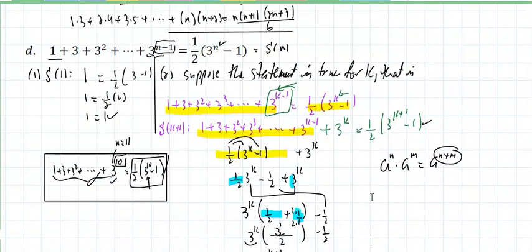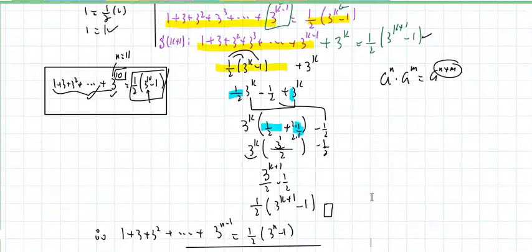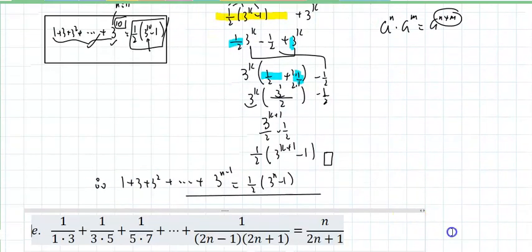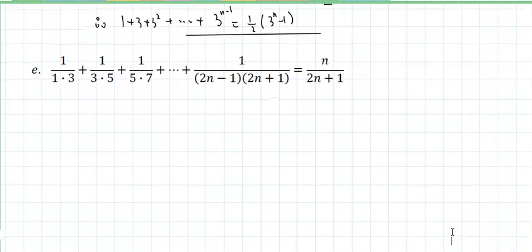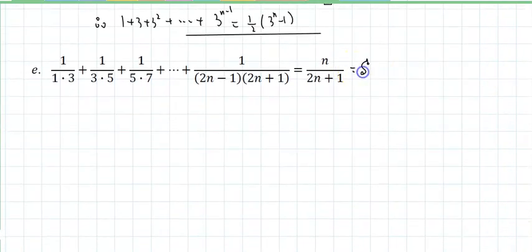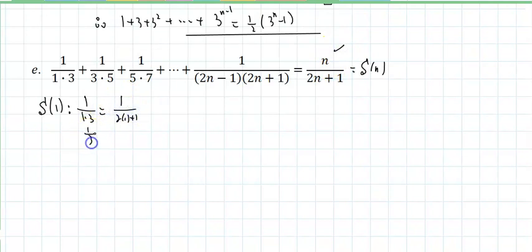If you like this stuff more, take combinatorics. They play with that a lot. And how about this right here? Again, we're going to let this be S of n. I don't like this only because it's the first official proof. I like this because it rebuilds some of your algebra tricks. So S sub 1: 1 over 1 times 3 equals, and on the right hand side, 1 over 2 times 1 plus 1, 1/3 equals 1/3, it checks.